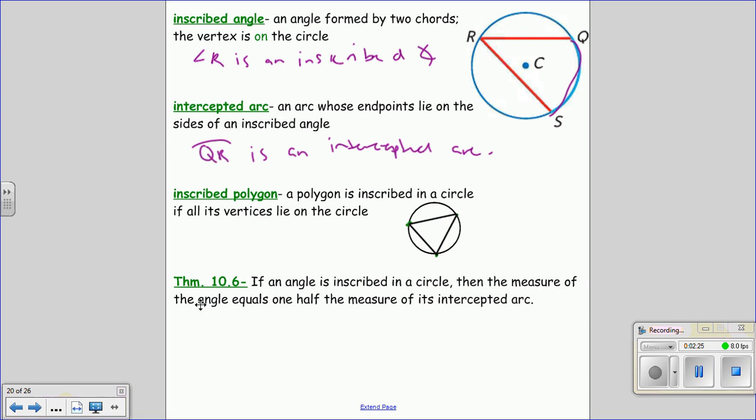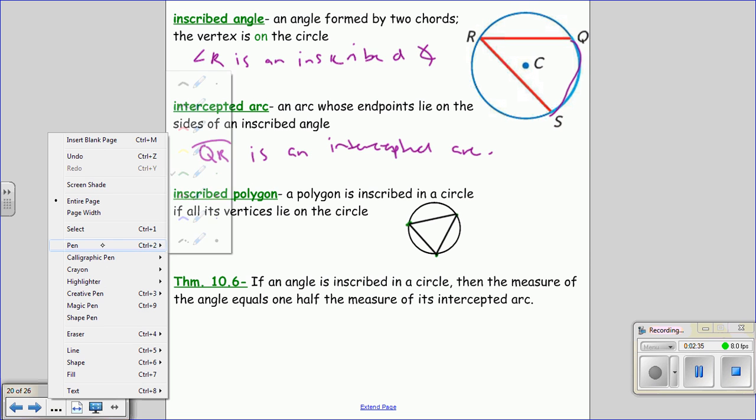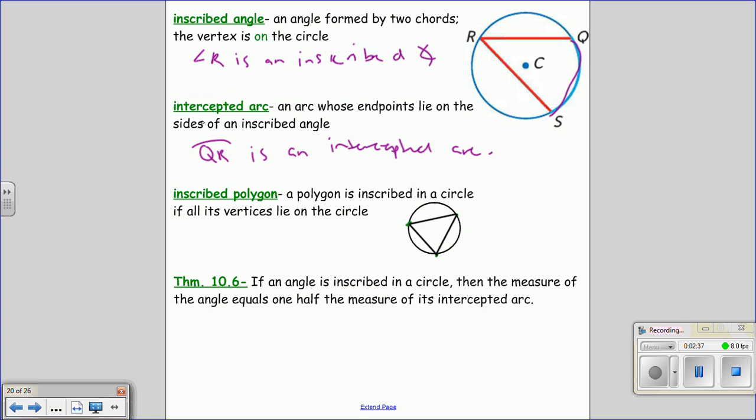Theorem 10.6 says, if an angle is inscribed in a circle, then the measure of the angle equals 1/2 the measure of its intercepted arc. So we're using our same circle from above. We've already established that angle R is an inscribed angle. So what theorem 10.6 is saying is that the measure of angle R is going to equal 1/2 the measure of the arc that it intercepts, and it intercepts arc QS. So the measure of angle R is equal to 1/2 the measure of arc QS.